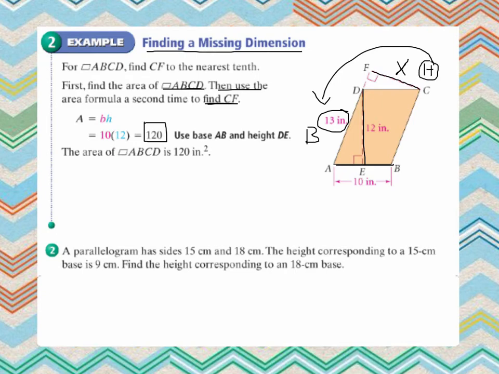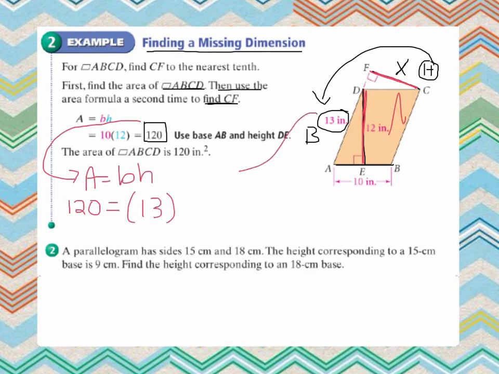Now I can go ahead and find out what CF is, since I have my new height, which is the altitude. The reason why I needed the area is because it's the same area no matter, I'll use red, if this is my altitude or if this is my altitude, the parallelogram still will have the same exact area. So now I'm going to use A equals B multiplied by H. We know that A is going to be 120 because we're using the same parallelogram. We know that our new base is 13, so I'll put 13 there, and that's from here. The height is going to be this X, and I don't know what it is, so I'll just label it as X.